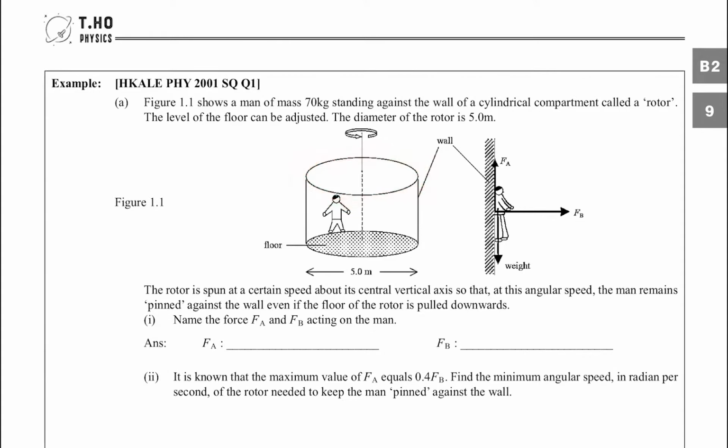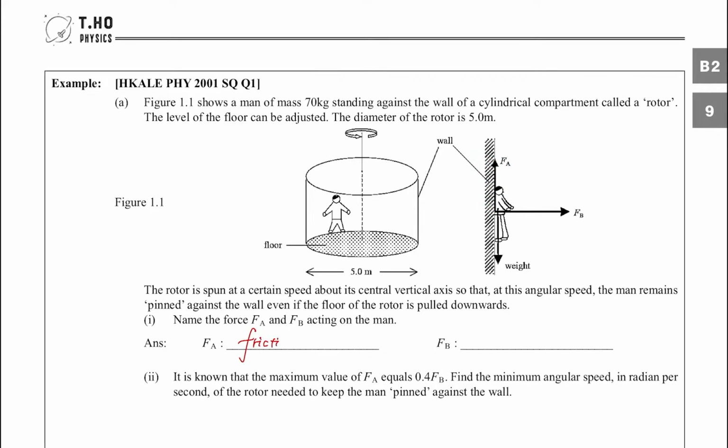Here we come to A-Level Physics 2001 structure question 1. Here we are talking about rotor. When the rotor is rotating, the man standing inside it will be pinned to the wall. On the right hand side, it shows a force diagram showing the force acting on the man. So there are two forces, Fa and Fb.